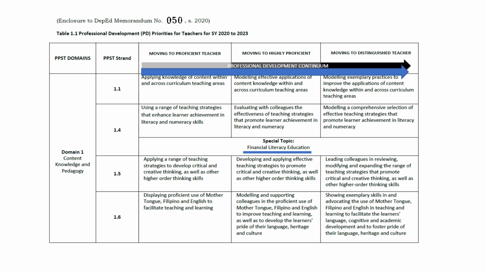Notice also that an arrow is placed under the career stages. This is to signify the level of gradation or progression in the PD priorities consistent with the career stages. In some strands, a special topic may also be listed that actually cuts across the career stages. In this slide, for instance, the special topic is financial literacy education, which is underlined in blue.